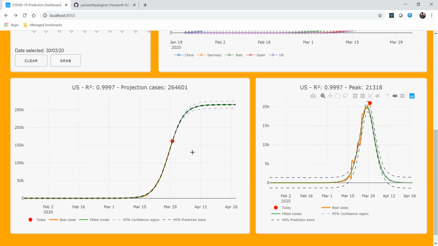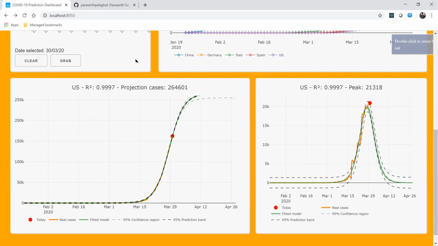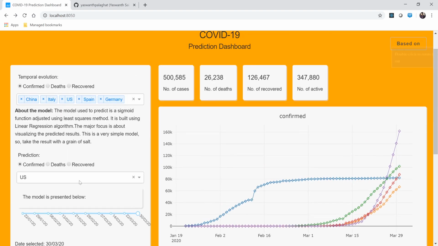At the moment, on March 30, the cases are 161,000. Going with the prediction rate for US cases, by April 12 it may go up to 262,000, and by the end of April it may go up to 265,000 cases. That is the projection rate for US. We can also see other countries. Italy is one which is largely affected.